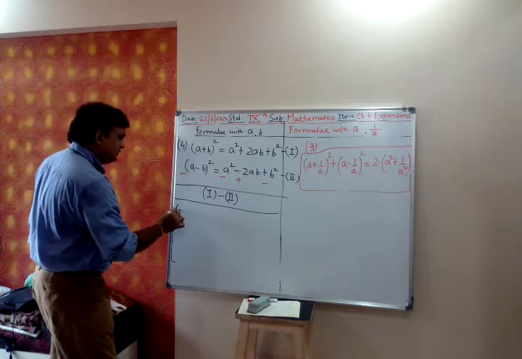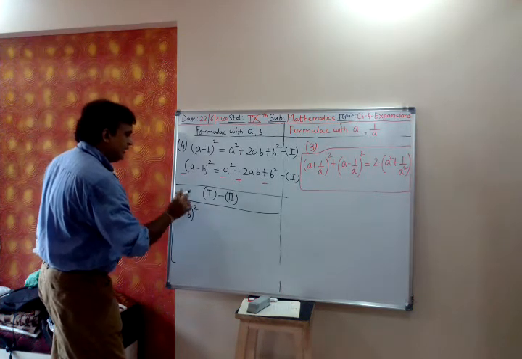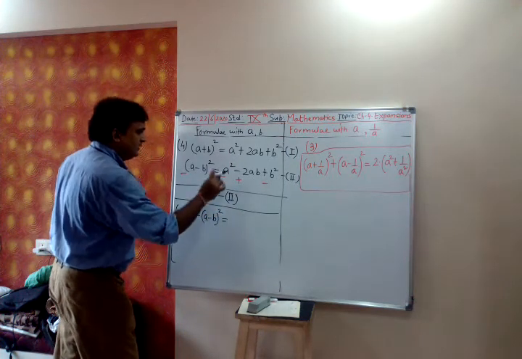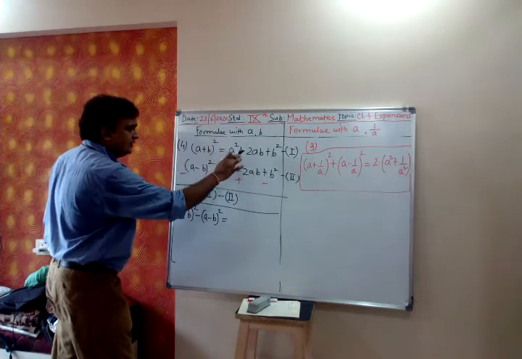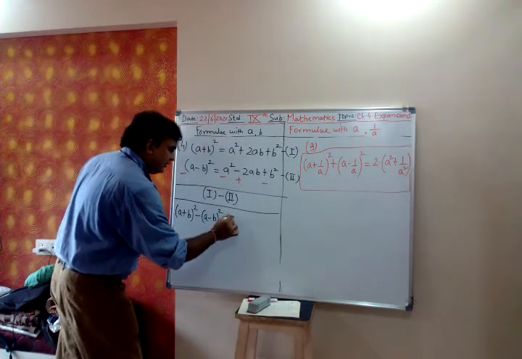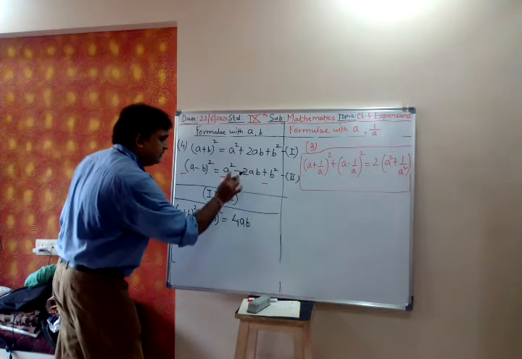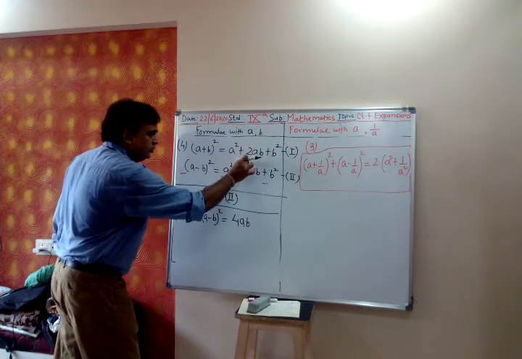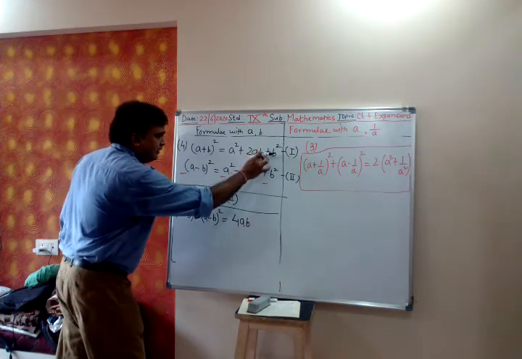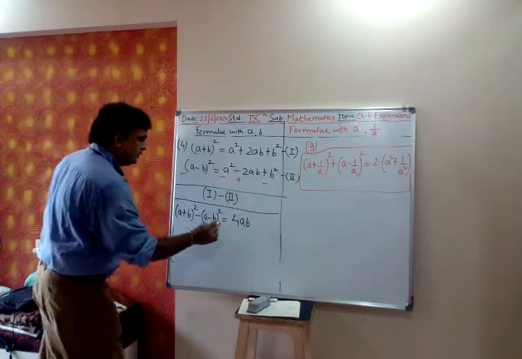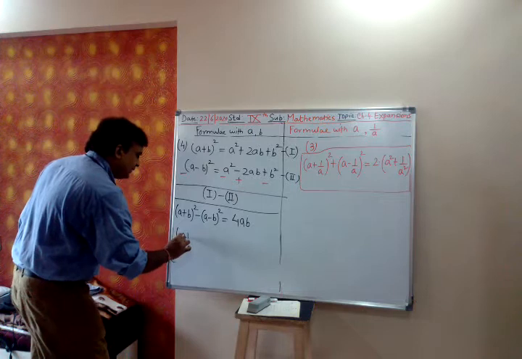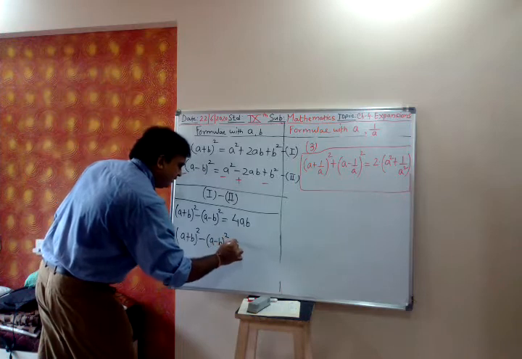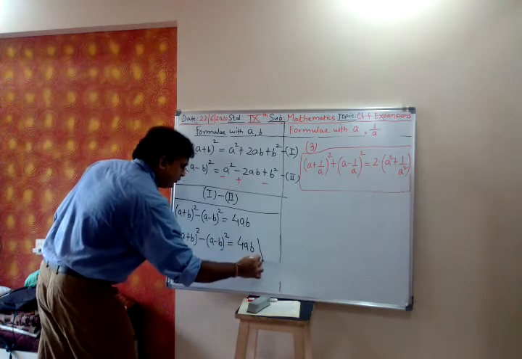So this I will write: a plus b whole square. Then I will take the new sign, minus a minus b whole square. Then a square minus a square get cancelled. Plus 2ab plus 2ab is 4ab. The ab variable is same, so 2 plus 2 is 4, 4ab. Then plus b square minus b square get cancelled. That is 4ab. So a plus b whole square minus a minus b whole square is 4ab. And this formula I will be using.